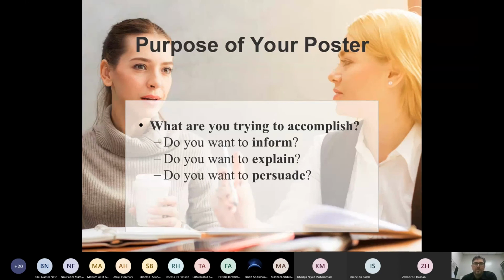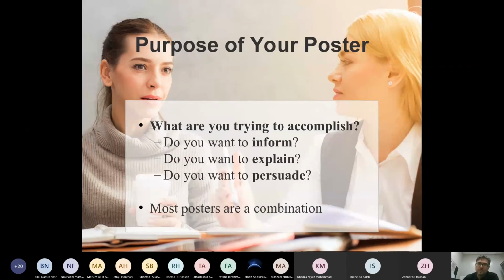What is their purpose? Well, you might want to inform, you can explain, or you can try to persuade with a poster. Okay, and so I'll show you some examples of that in a moment. Basically, in many cases, especially with scientific posters, you're doing a combination. You are trying to inform, you are trying to explain, and you are, in many cases, trying to persuade that your way of looking at the information, looking at the data and explaining it, is the correct way of looking at that data.